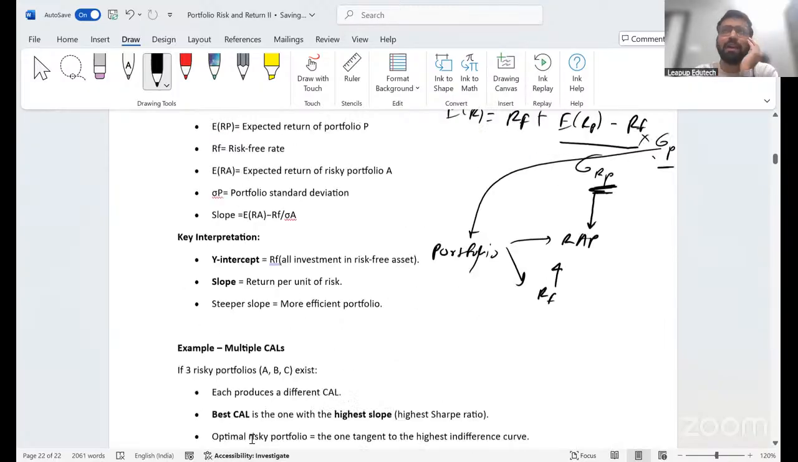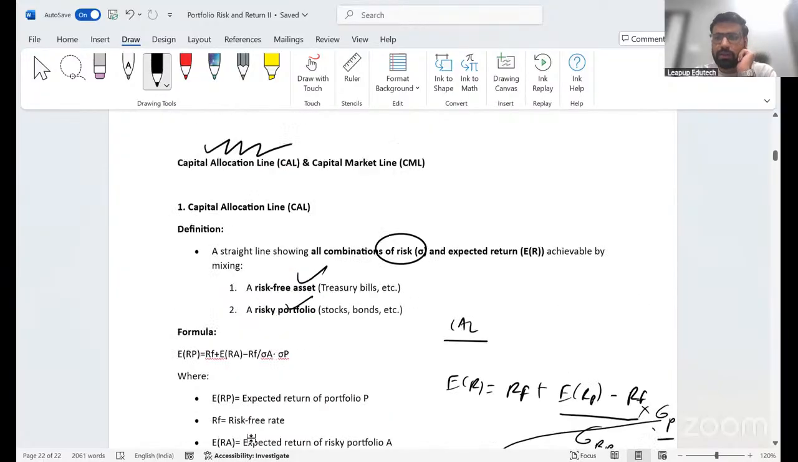Sir, we do understand CAL. We understand that the CAL plots different combinations of a risk-free asset and a risky asset portfolio. The equation of this line, the CAL, is given by the normal equation of a line, which is y equals ax plus b, where there is a y-intercept, where there is a slope, where there is whatever is on the x-axis. Okay, sir, we do understand that.